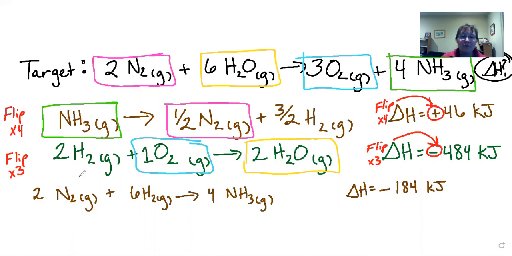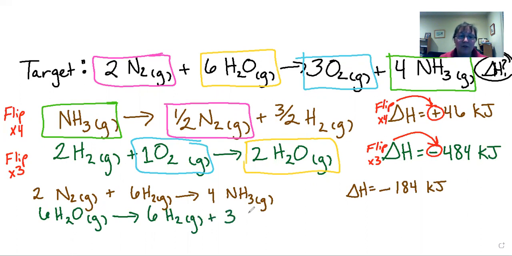Okay, so now let's rewrite this one. Now I have 6 moles of gaseous water decomposing to form 6 moles of hydrogen gas and 3 moles of oxygen gas. And that means that my delta H value is now going to be a positive. And I do 484 times 3, or 1,452 kilojoules.